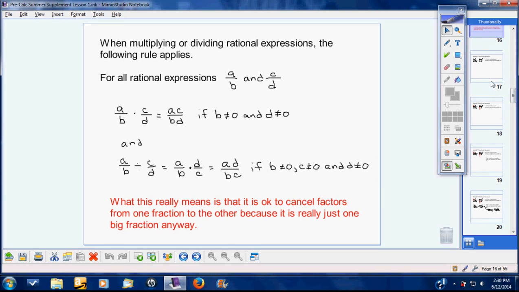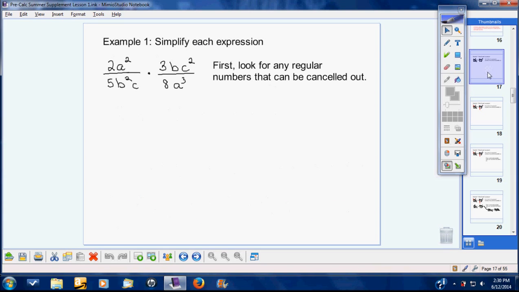So let's start off with a monomial times a monomial, and a monomial divided by a monomial times a monomial divided by a monomial. So here, since this is a times, this means it's really just one big giant fraction that says 2a squared times 3b times c squared over 5b squared times c times 8 times a cubed, which means that you can cancel up and down, but you can also cross-cancel when we begin to look for those things.